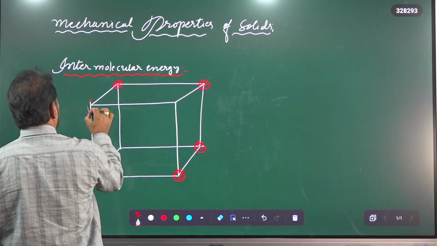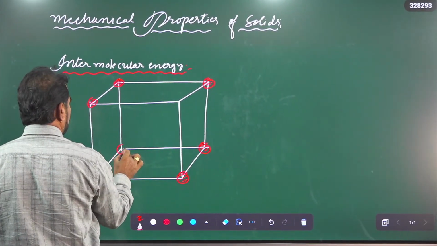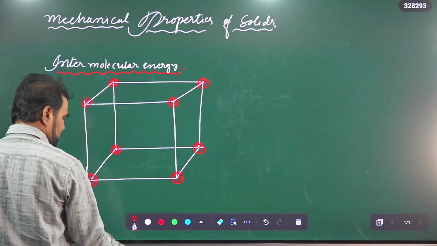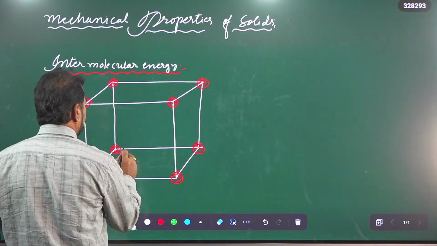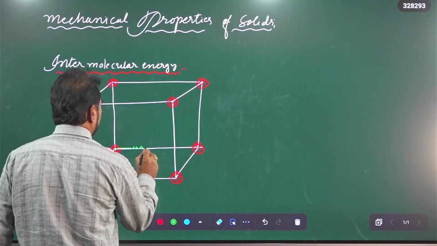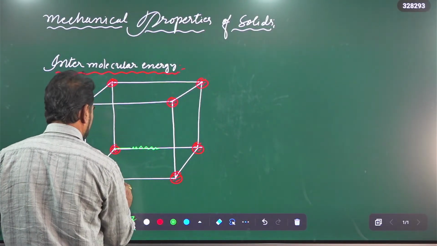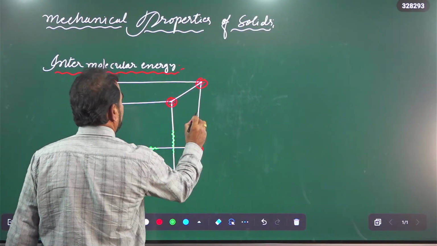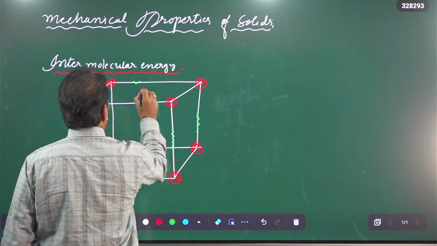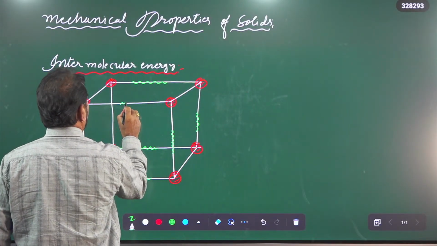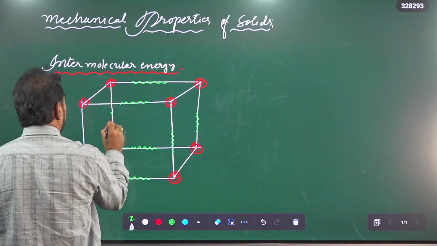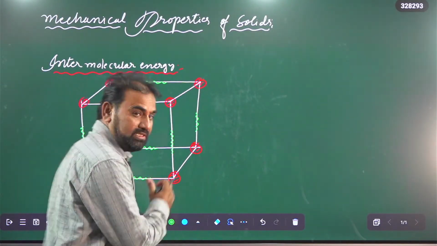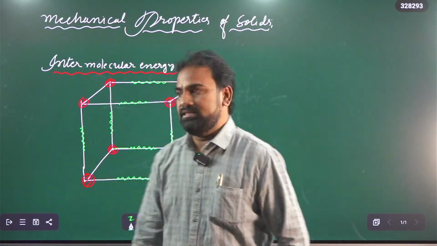Imagine that these molecules are connected with a spring system. This is one spring, this is another spring, this is one more spring. Between the molecules a spring is connected. This is one imagination only. This is a spring-mass system.